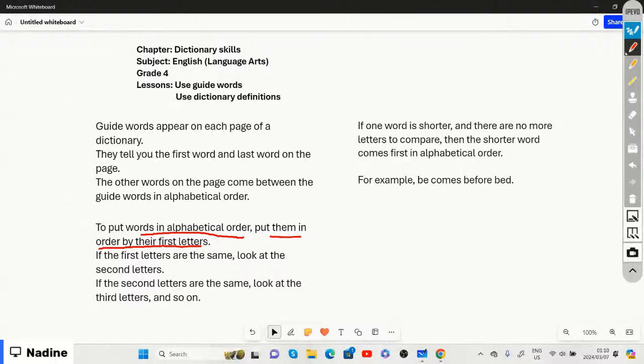And if one word is shorter, and there are no more letters to compare, then the shorter word comes first in the alphabetical order. So the shortest word will come first. An example for that is B and bed. B will come before bed, because bed has an additional letter compared to B.